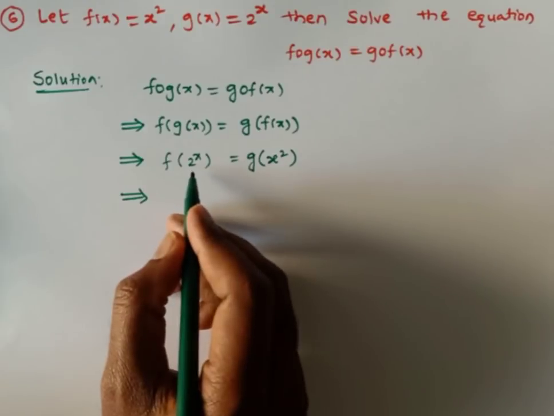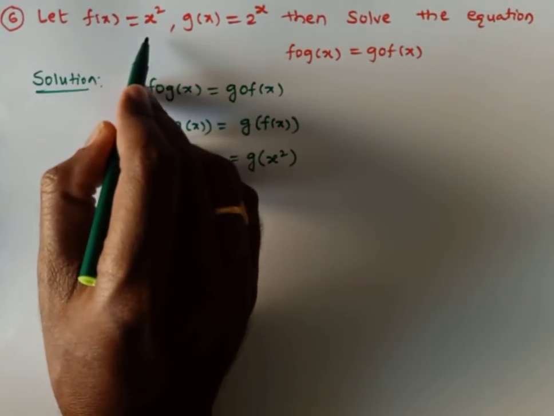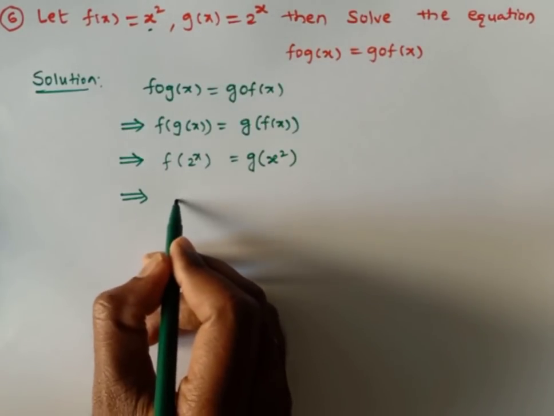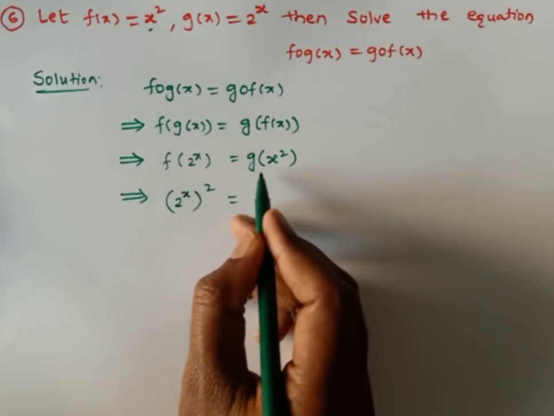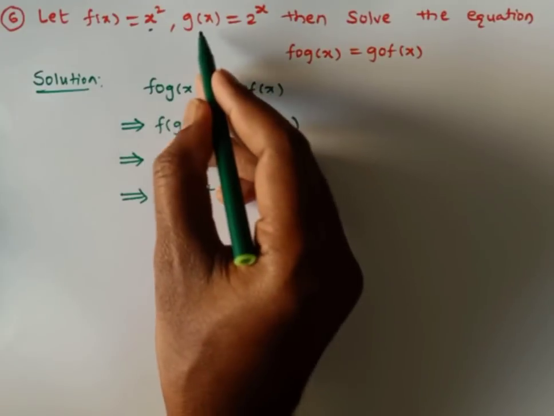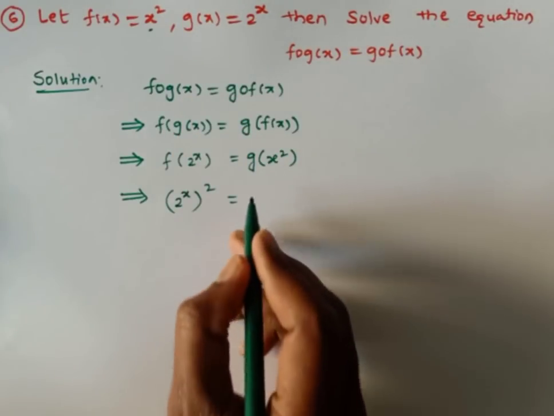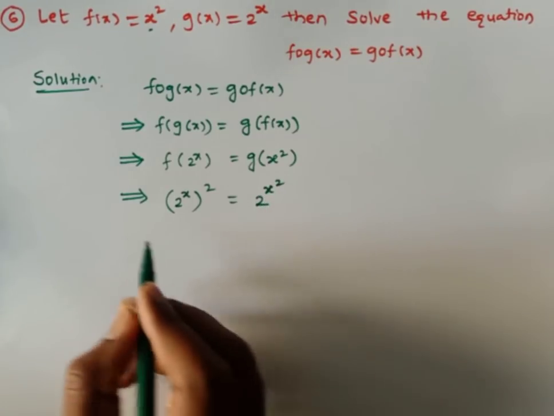Now f of 2 to the power of x is in the form of f of x. What is our f of x? x square. So replace this x with 2 power x. Then what happens? It is (2 to the power of x) whole square, which equals g of x. What is our g of x? 2 to the power of x, but instead of x, x square is there. So finally this becomes 2 to the power of x square.